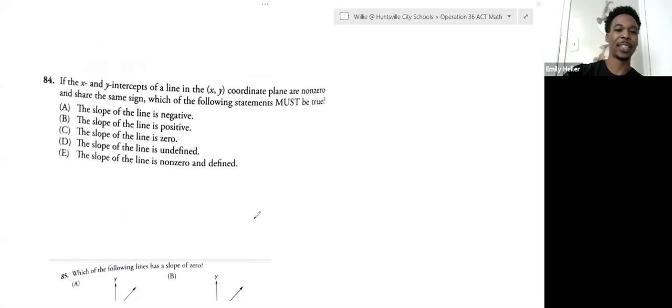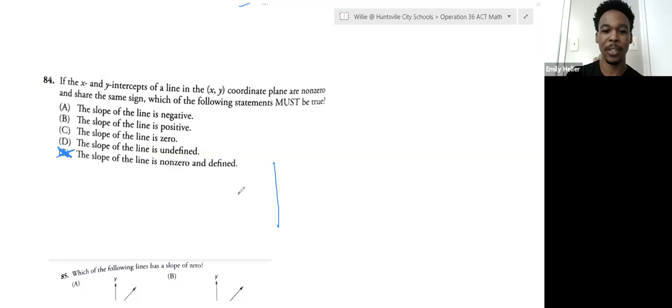All right, if the x and y intercepts of a line are non-zero and they share the same sign, I actually didn't mean to put this problem in here, but I'm going to go ahead and tell you that I did not like this answer. I did not like that one because that could possibly be an answer, but anyway. Which of the following statements must be true?